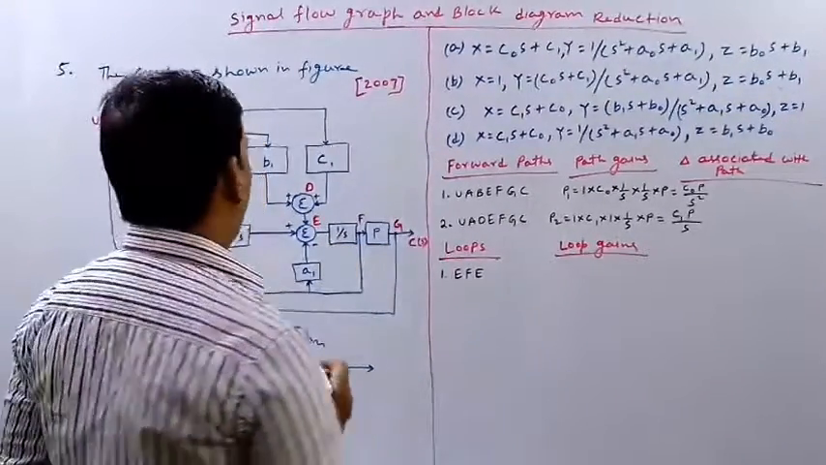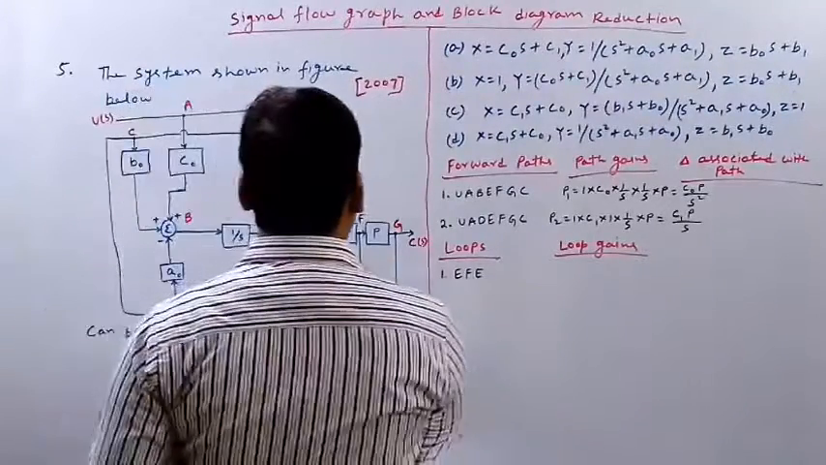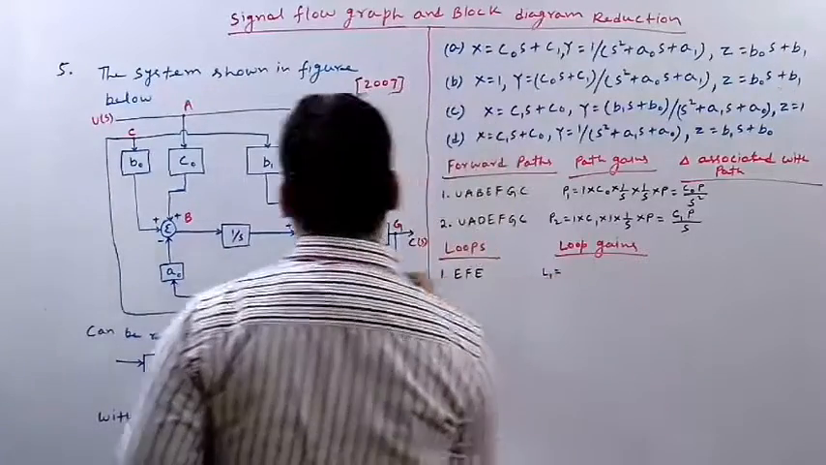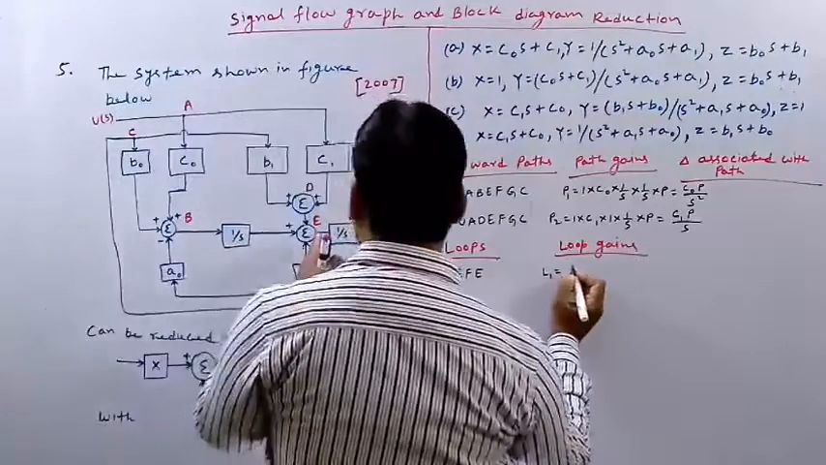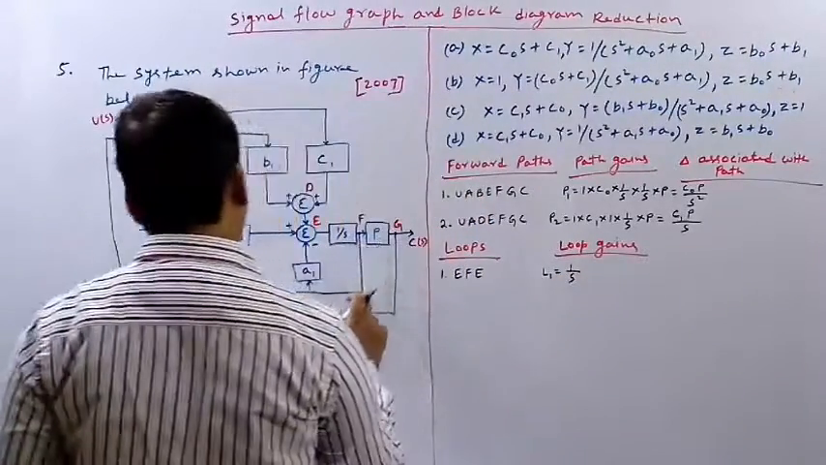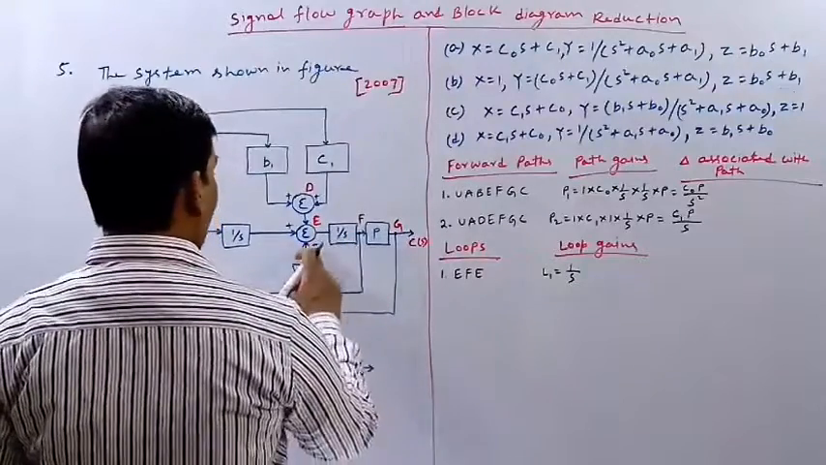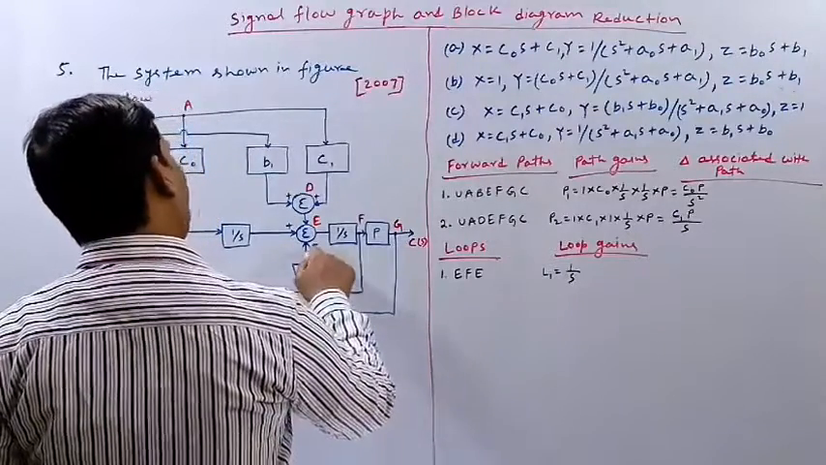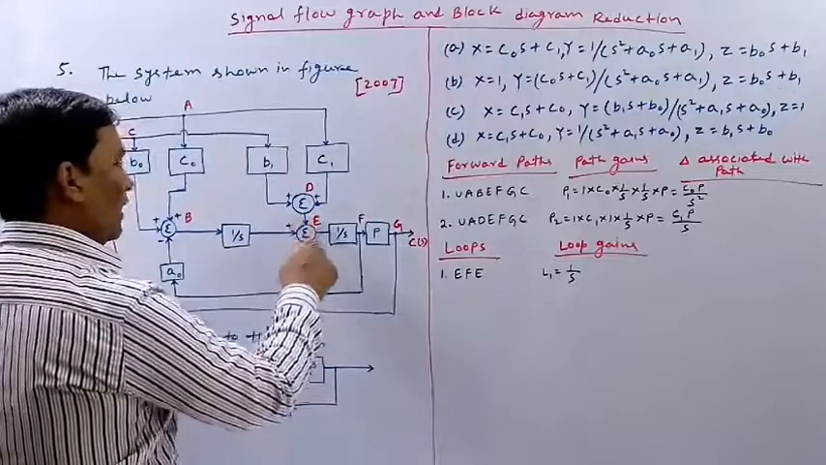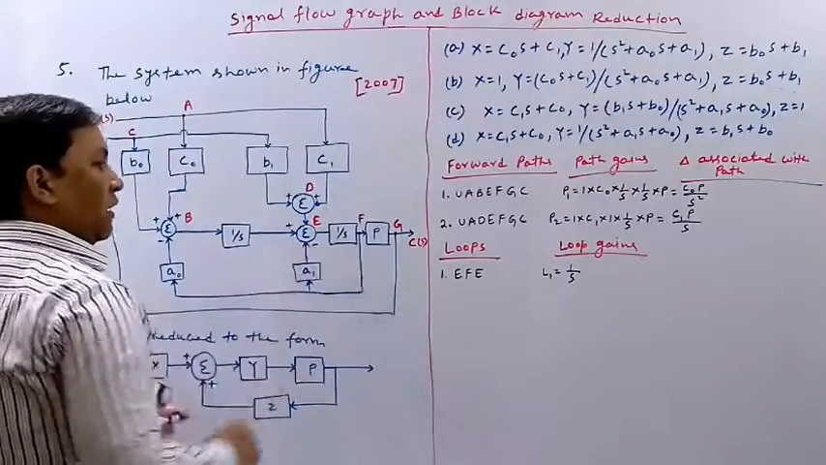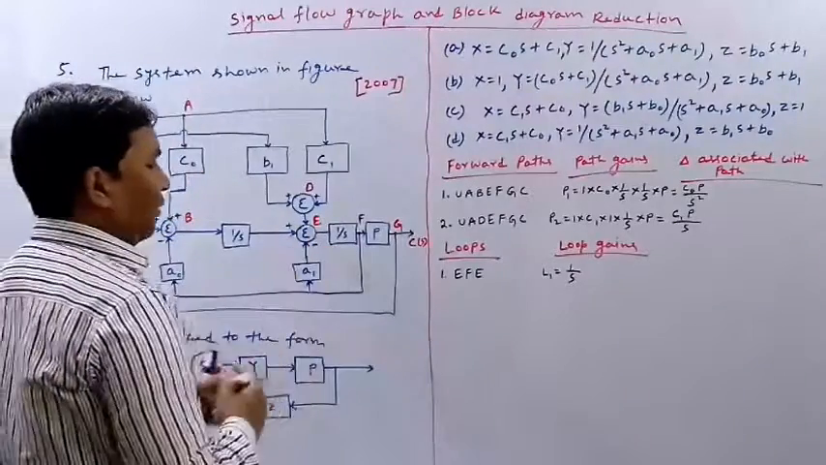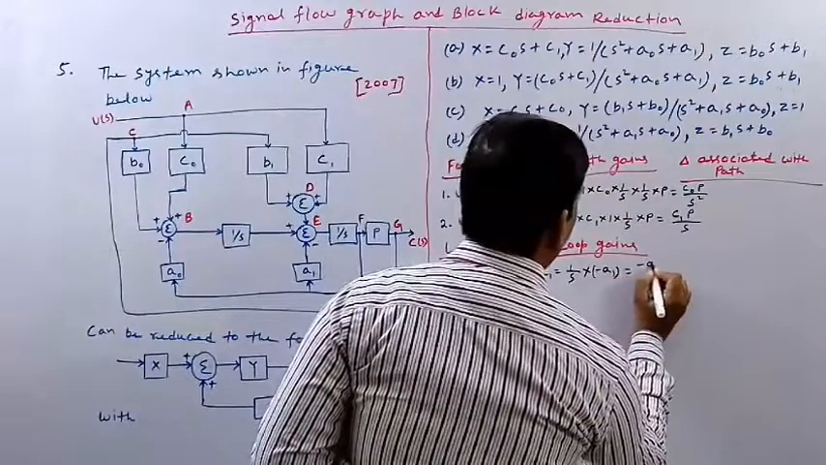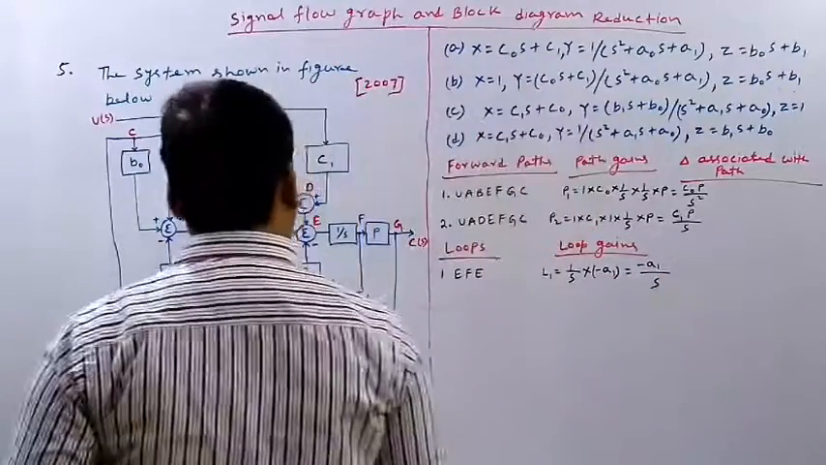Okay, so if this is the first loop, then what is its path gain? Let us denote it by L1. L1 will be, from E to F it is 1 by S. From F to E it is negative. This block has gain A1 and it is going to the summation point after negating it, means after making it negative. So it will be minus A1. So how much will it be? Minus A1 divided by S.